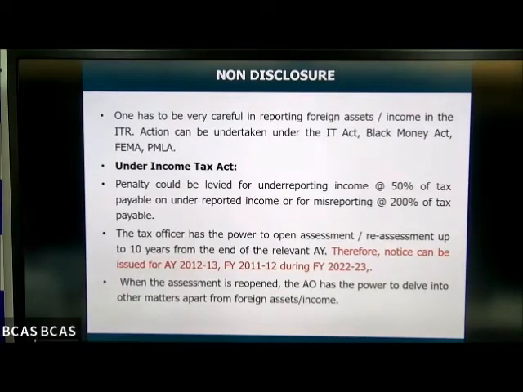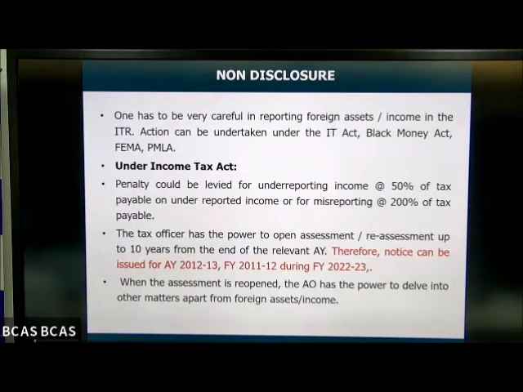What happens if there is non-disclosure? One has to be very careful in reporting foreign assets and income in the ITR, because if you flout these requirements, then action can be undertaken under the Income Tax Act, under the Black Money Act, under FEMA, and under the Prevention of Money Laundering Act. Under the Income Tax Act, penalty could be levied for underreporting income at 50% of the tax payable on the underreported income, or for misreporting at 200% of the tax payable. The tax officer has the power to open assessment or reassessment up to 10 years from the end of the relevant assessment year.